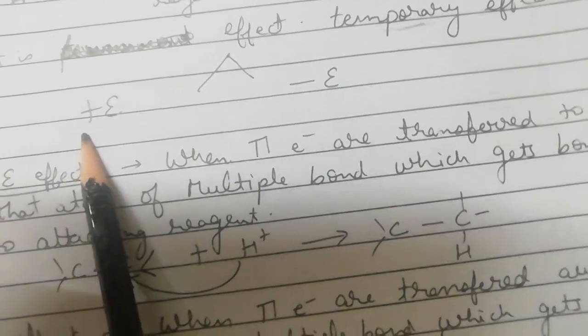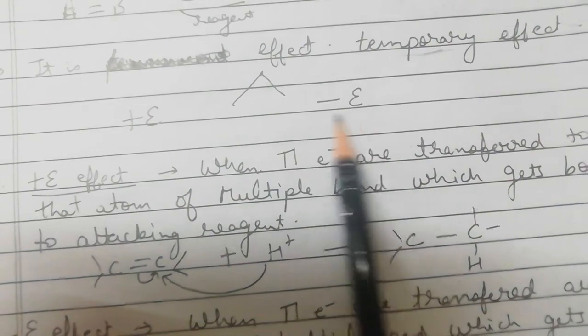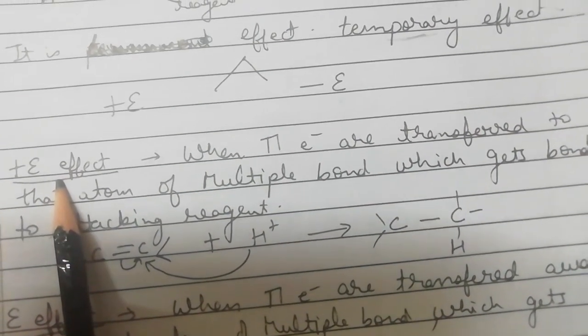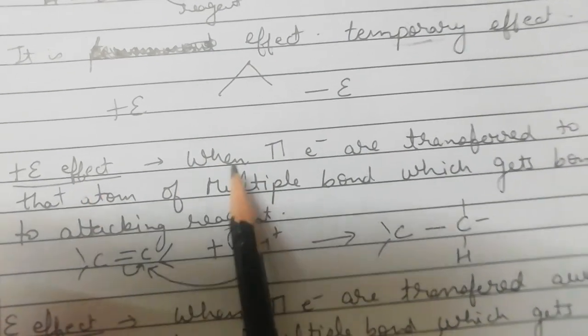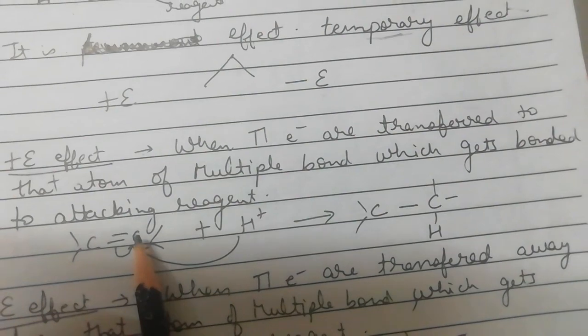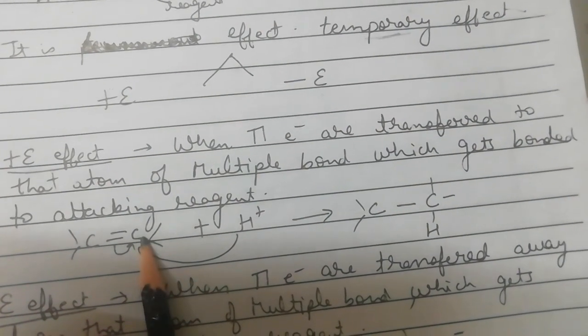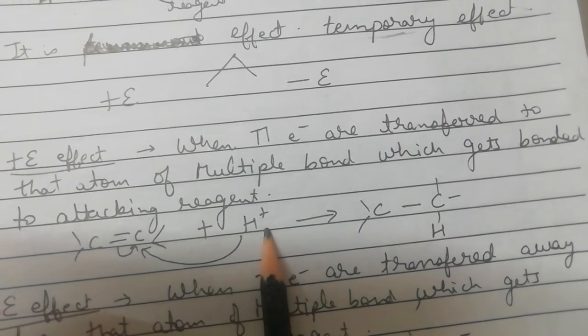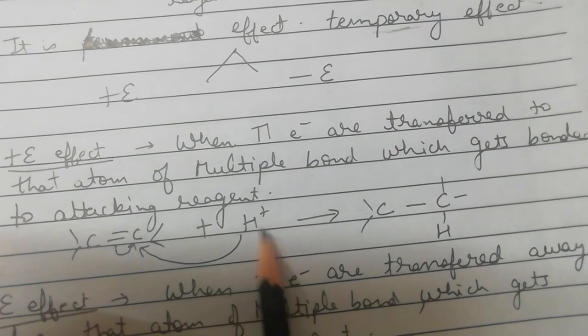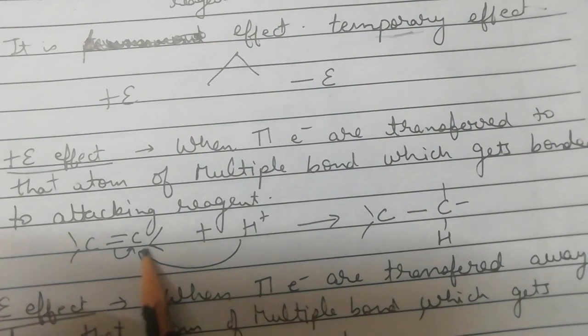Electromeric effect is of two types, plus E effect and minus E effect. So first let us start with plus E effect. Plus E effect means that when pi electrons are transferred to that atom of the multiple bond which gets bonded to the attacking reagent. Let us suppose we have this alkene, it reacts with H positive ion. So H positive ion will attack on this carbon atom.